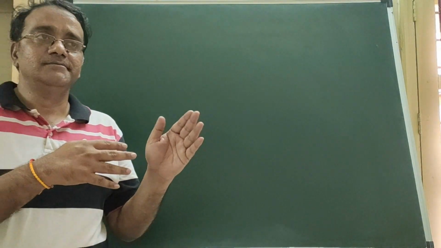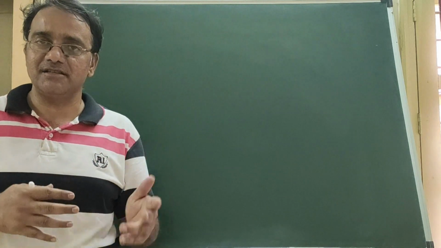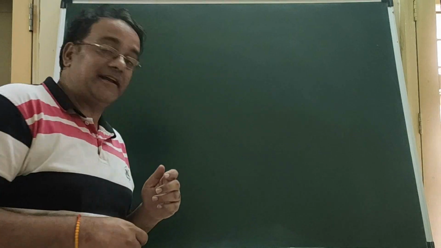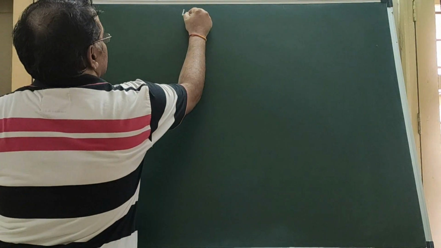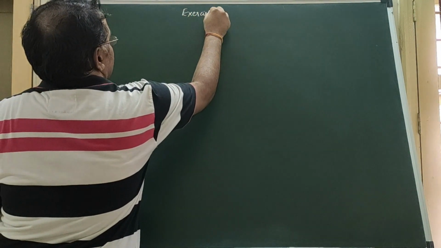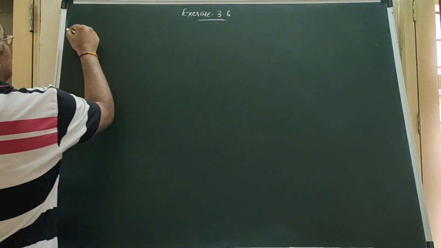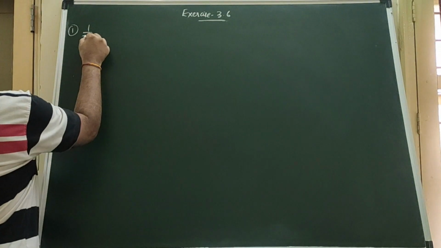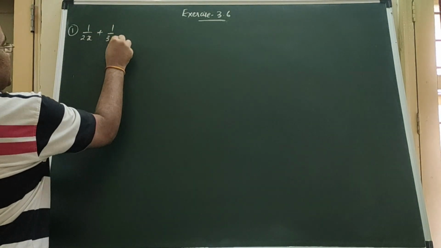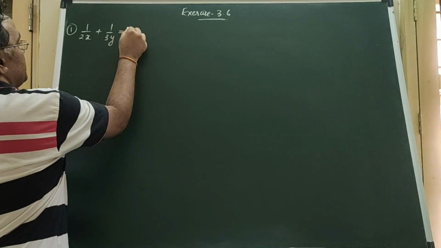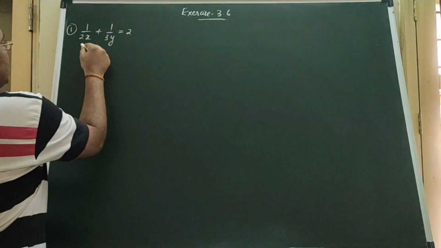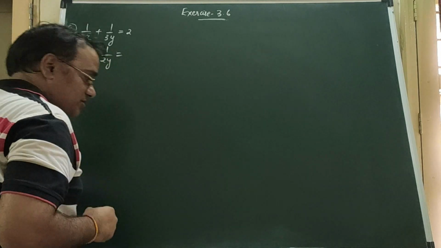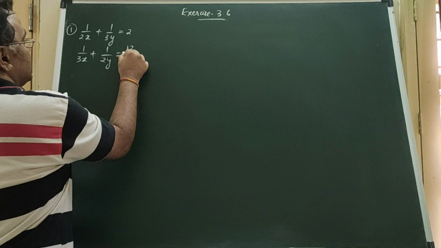So I'm going to start directly with the exercise, the first question. Total 8 questions are there. This is exercise number 3.6. First question: 1 by 2x plus 1 upon 3y is equal to 2. This is the first equation, and the second equation is 1 upon 3x plus 1 upon 2y is equal to 13 by 6.